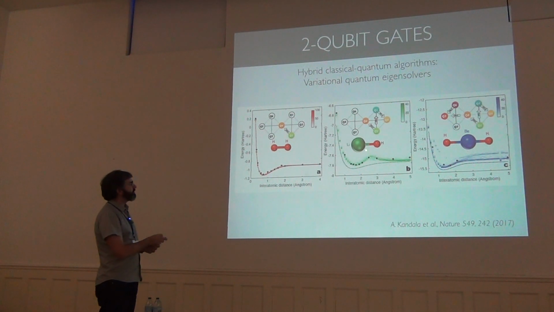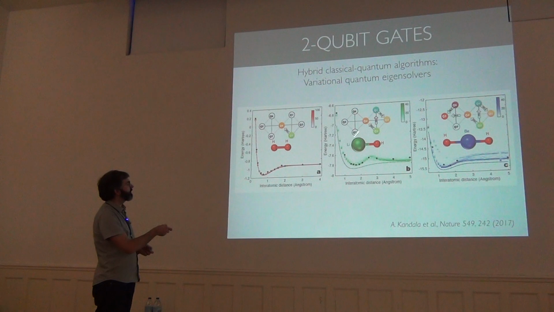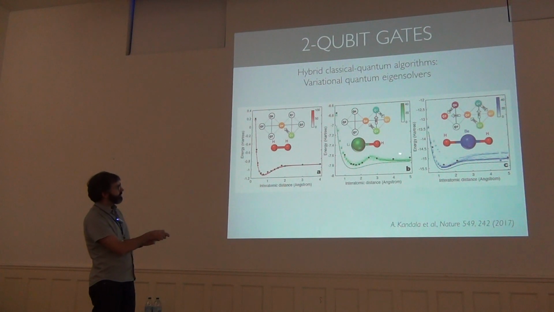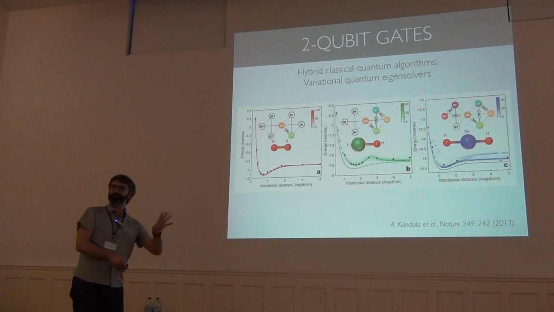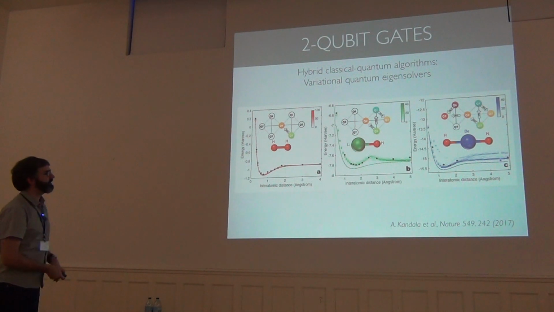They did the same calculation for lithium hydrogen. This one was done using 2 qubits. This one was performed with 4 qubits. You see, this one is a bit more complicated, and the results are not, this is the exact solution. So it's coming close, but it already has a little bit of deviation.